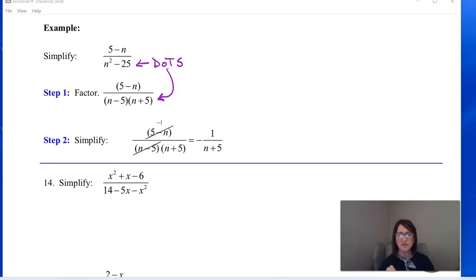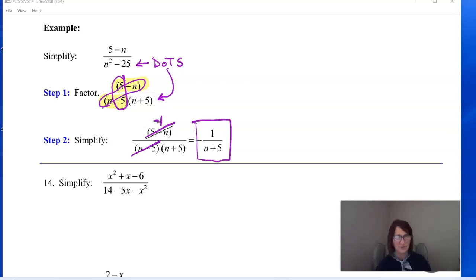Now let's just look at these subtractions. We've got the n minus 5, and in the numerator it's 5 minus n. So they are opposite signs. The 5s are opposite signs, the n's are opposite signs. So I can reduce both of those, and that's equal to a negative 1. So then my answer is negative 1 over n plus 5.